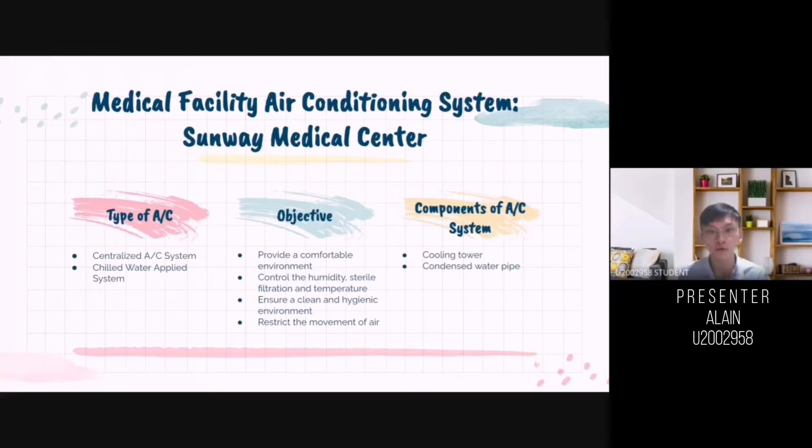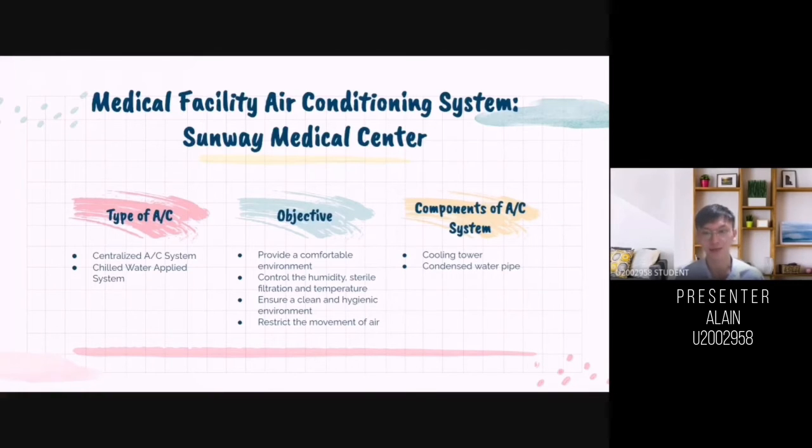There are two types of AC system that have been used in Siaw Hui Medical Center, which are the centralized air conditioning system and the chilled water supply system. There are several objectives that the AC system needs to achieve. First, it needs to provide a comfortable environment for the patients, so that doctors and staff can work in a comfortable environment with more concentration on their duties.